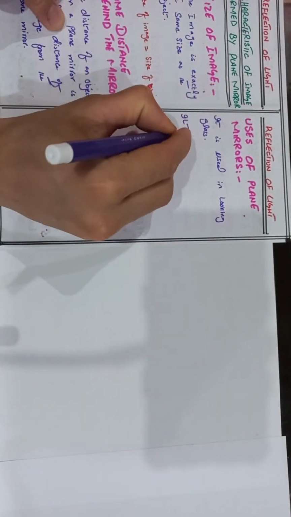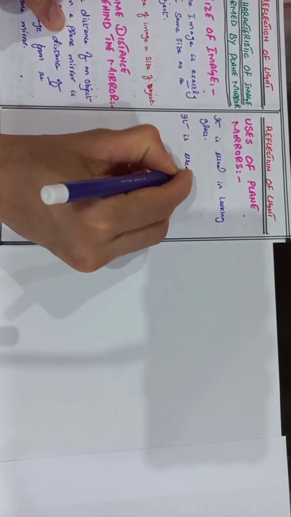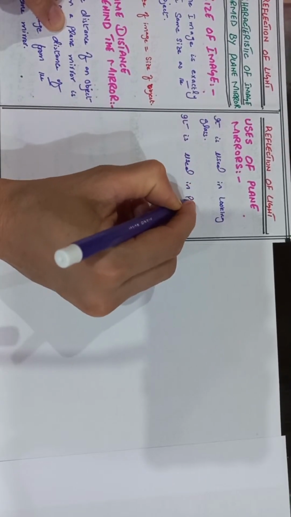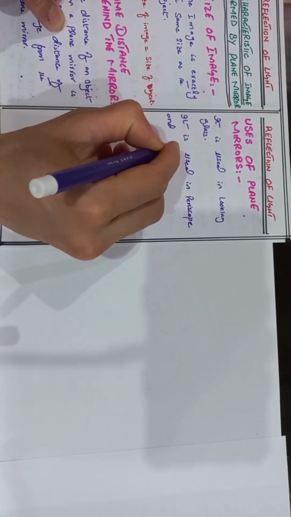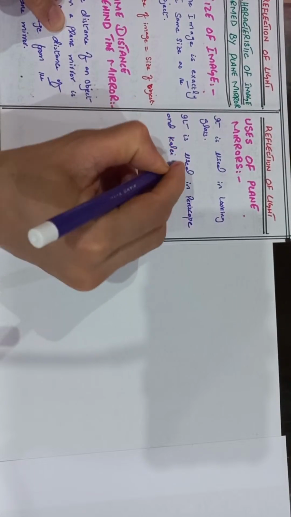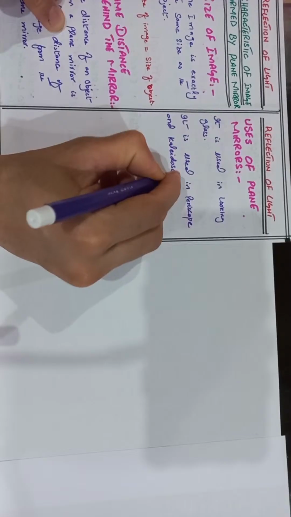It is used in the periscope and kaleidoscope. Now, what is the periscope? It is an instrument in which plane mirrors are used to fold the light so that the image of an object can be brought down to a lower level, so that we can see the image at a lower level.